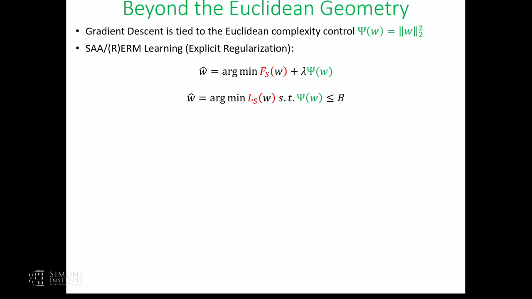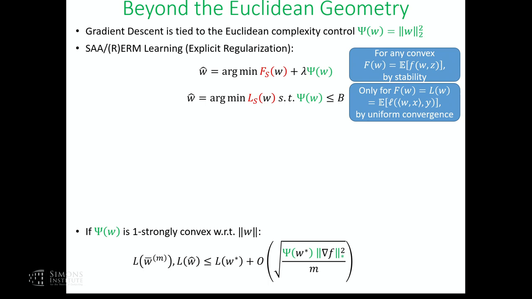So in particular, if psi is 1-strongly convex with respect to some norm, then we get generalization which depends on psi of this predictor we're competing with, and the norm of the gradients of f in the dual norm with respect to which psi is strongly convex. We'll see how this works out in a second. But we can get some generalization. So in this case, for supervised learning, this is why there's an L here and f here, for supervised learning problems, we can get this by uniform convergence. We can actually get this for any convex problem.